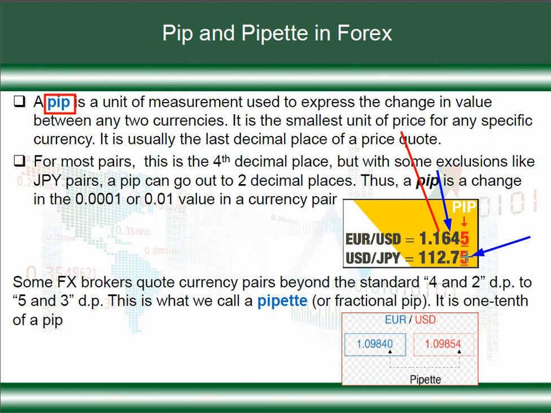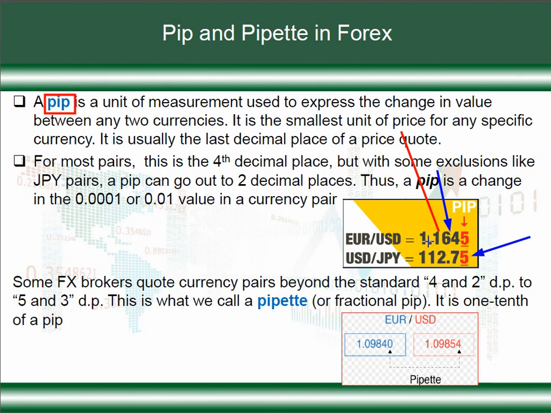So in this case, the pip is at 5. If price moved from 0.75 to 0.76, we say it has increased by 1 pip. If it moved down from 0.75 to 0.70, we say it has decreased by 5 pips. Now, some brokers do not have the 4 digits. Instead, they have 5 digits. And in that case, they also don't have 2 digits for JPY pairs. Instead, they have 3 digits.